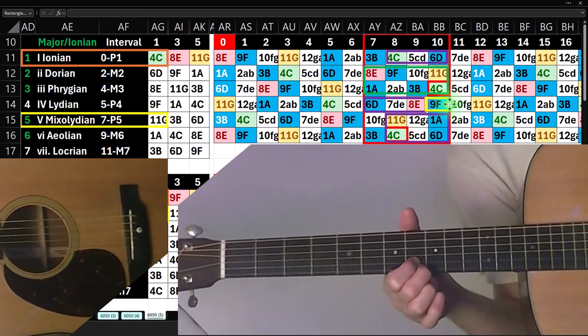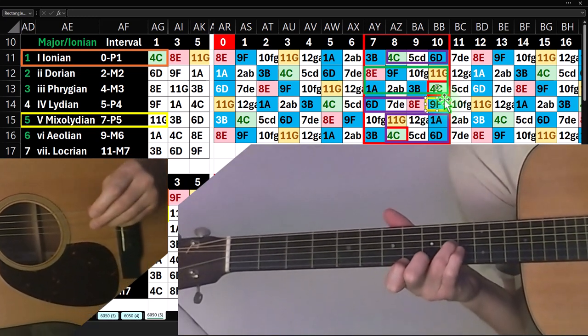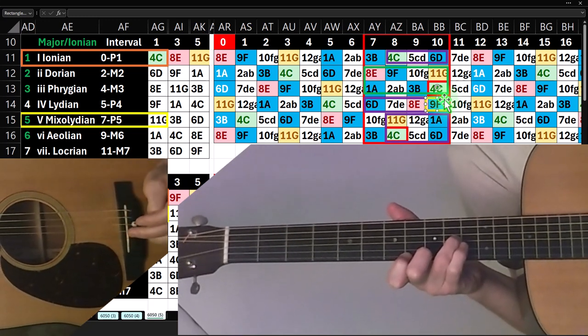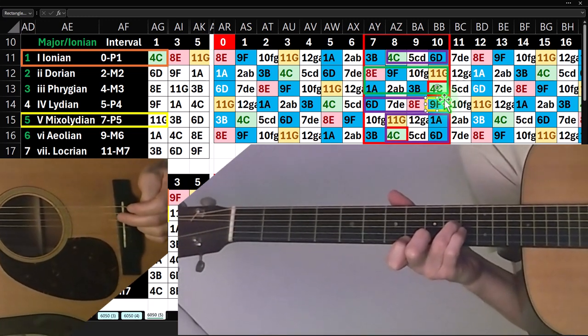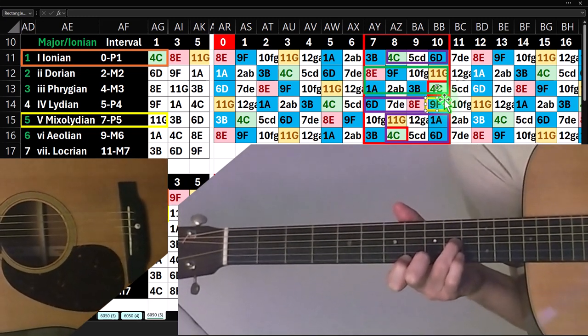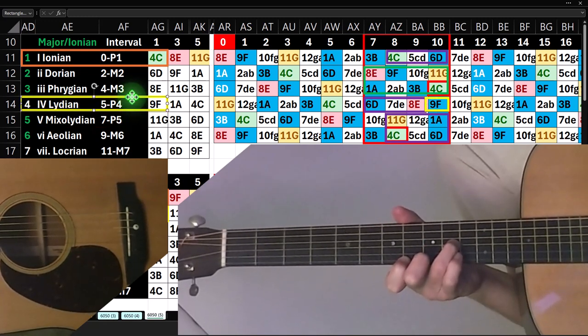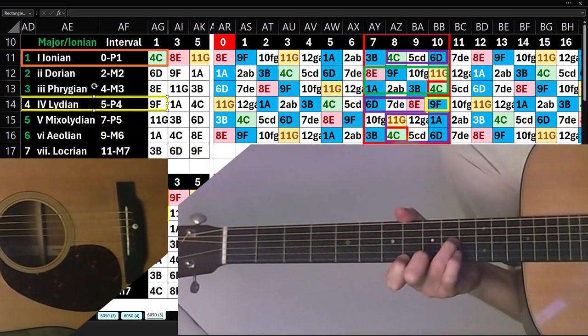Let's go back then to here. So now we're going to do it. And so we're on this one. Does that make sense? Okay. So that's going to be then the 4th, which is going to be a 5 note away perfect 4th.